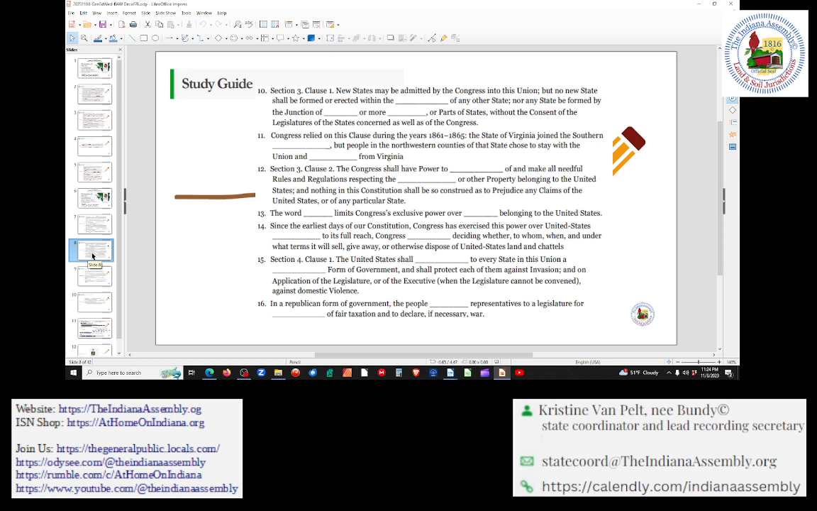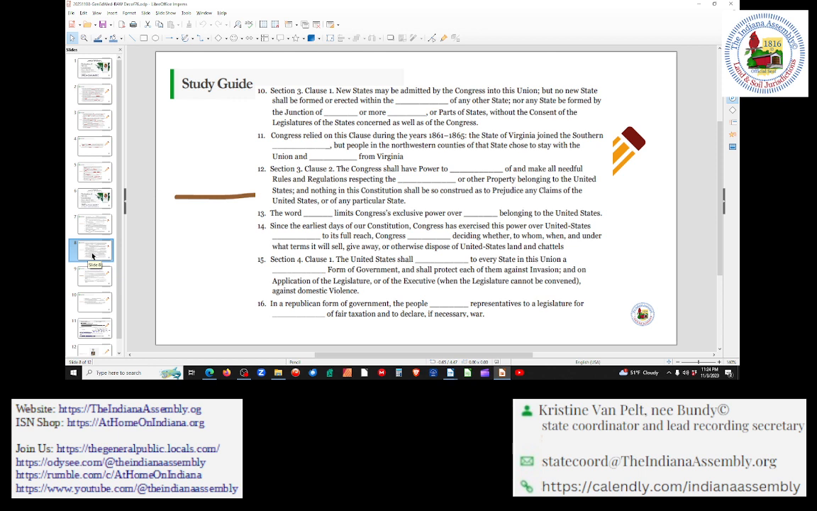Number 13. The word blank limits Congress's exclusive power over blank belonging to the United States. 14. Since the earliest days of our Constitution, Congress has exercised this power over United States blank. To its full reach, Congress blank decided whether to whom, when, and under what terms it will sell, give away, or otherwise dispose of the United States land and chattels.